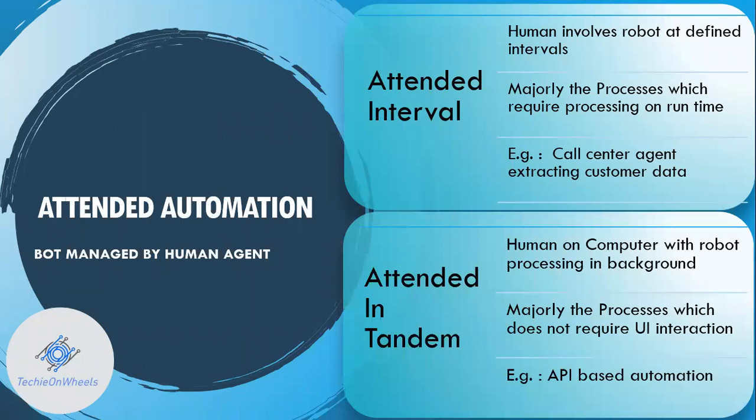Second one is attended in tandem, which means that as an user, I'm working on the system, but my bot is running in background. So my current work will not be impacted by the robot. How it happens? It is majorly where we don't require any UI automation. Nothing is there on screen. All the processes which can be done in background. One of the major good example for this criteria is API based automation, or there can be other mode like database automation or somewhere like Excel automations where only the manipulation and everything needs to be done in background. So these can be the examples of attended in tandem.